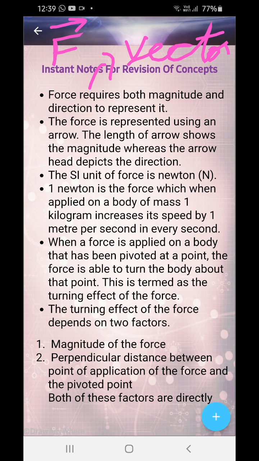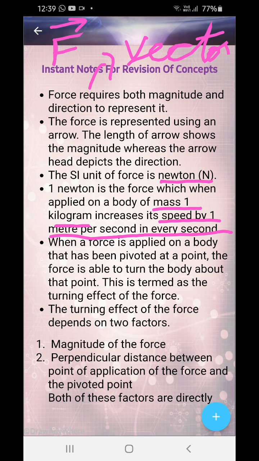Now the SI unit of force is Newton. 1 Newton of force is the force which, when applied on a body of mass 1 kilogram, increases its speed by 1 meter per second in every second. So this is 1 Newton force.